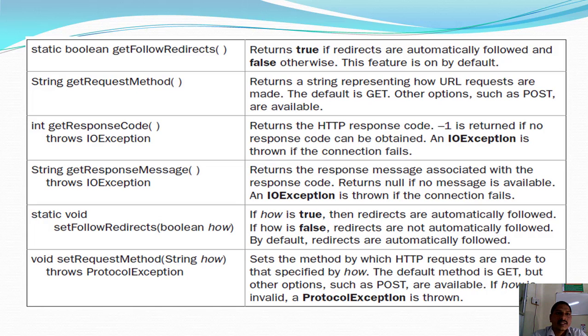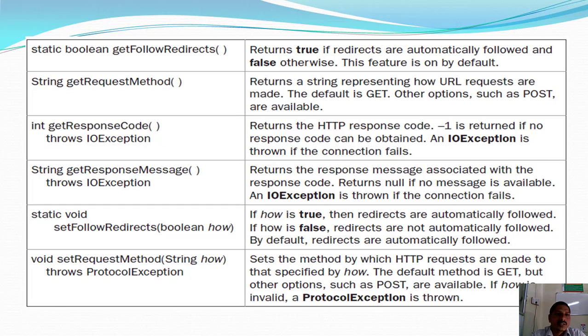First method, static boolean getFollowRedirects. This is a method that returns true if redirects are automatically followed and false otherwise. This feature is on by default. Second method, String getRequestMethod, returns a string representing how URL requests are made. The default is GET. Other options such as POST are available.